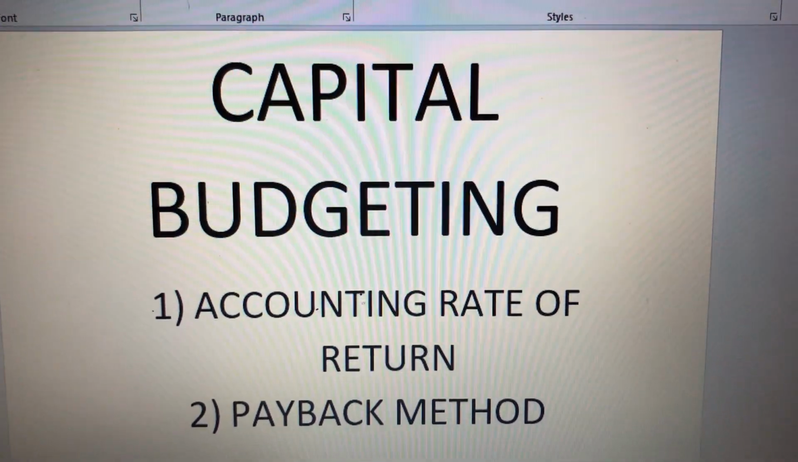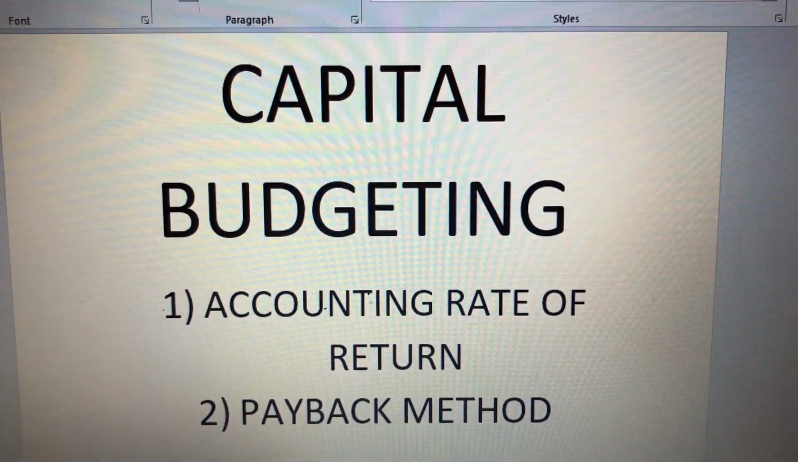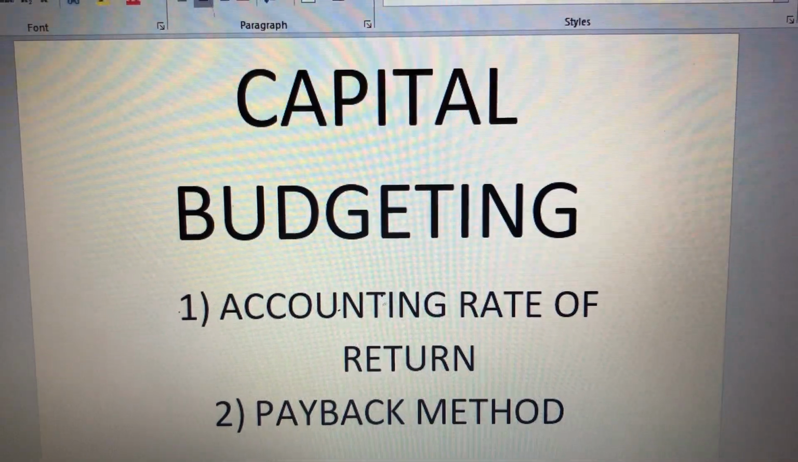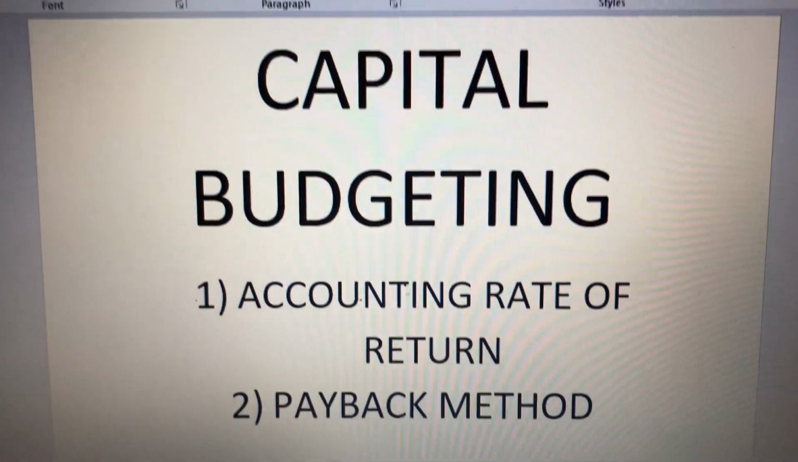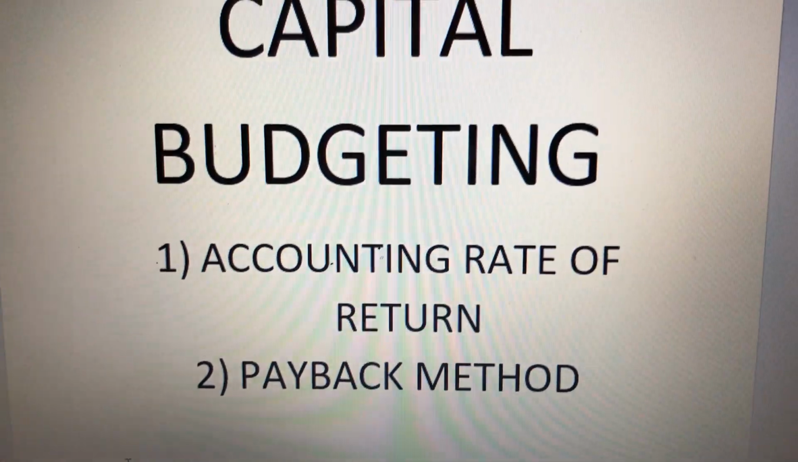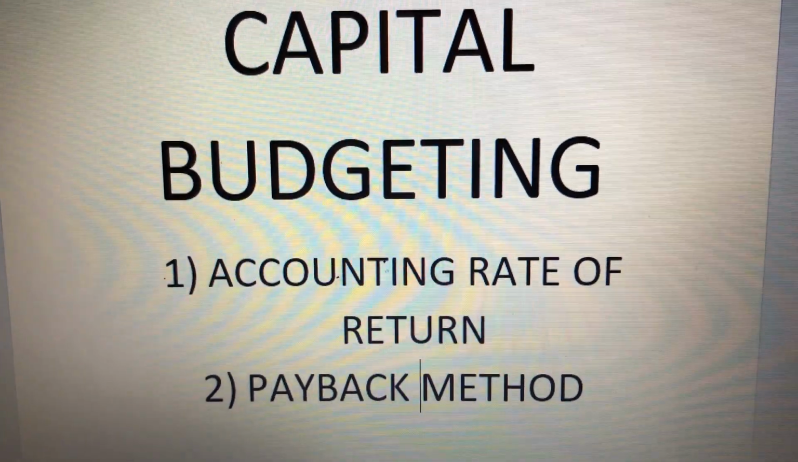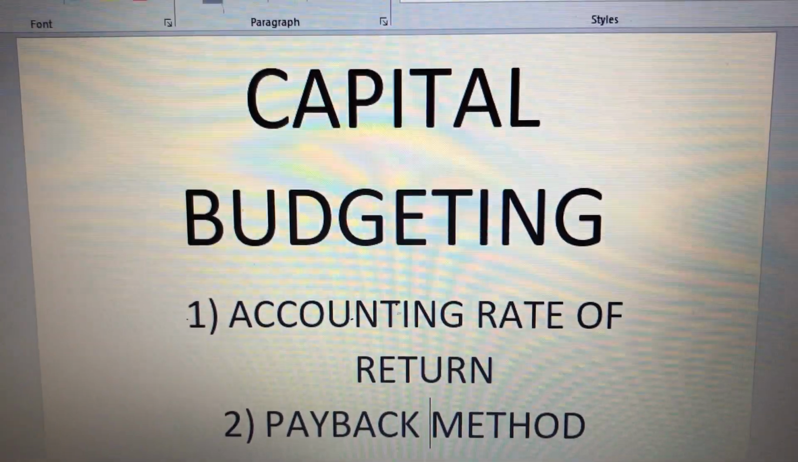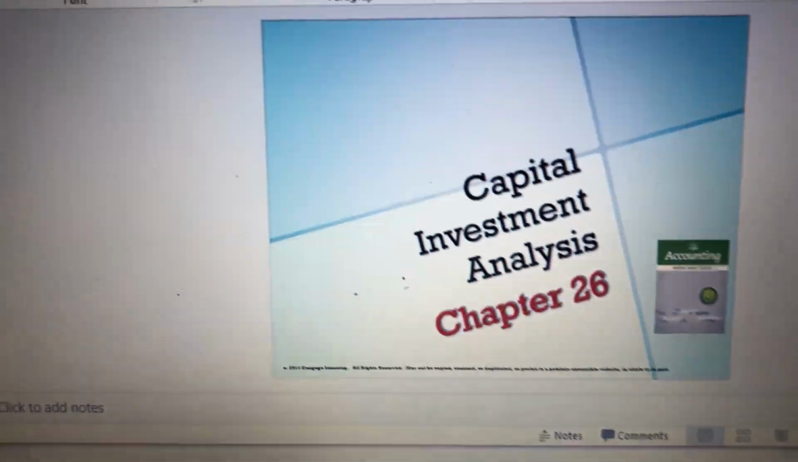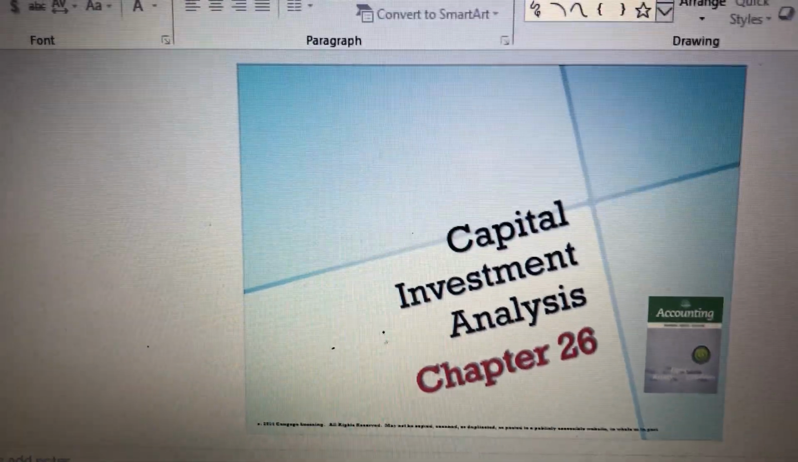Good afternoon, students. Today we want to look at capital budgeting, and there are actually four methods. We want to look at the two easier ones, accounting rate of return and payback method. So we need to refer to your PowerPoint slides. If you'll go to Blackboard and pull up your PowerPoint slides for capital budgeting.